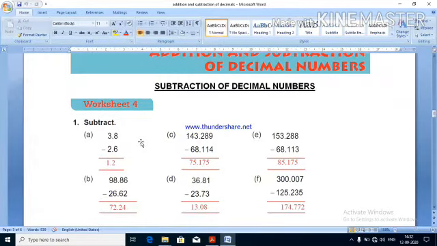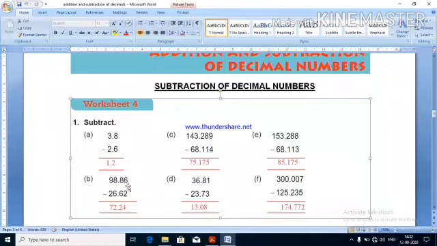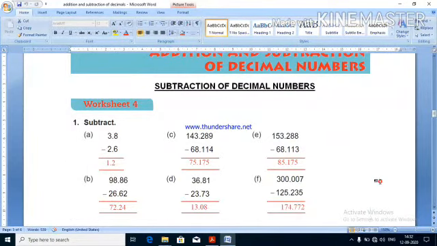Okay, similarly in B, 98.86 and 26.62: 6 minus 2 is 4, 8 minus 6 is 2, and 9 minus 2 is 7. In the similar manner we have to complete question number 1 A to F.